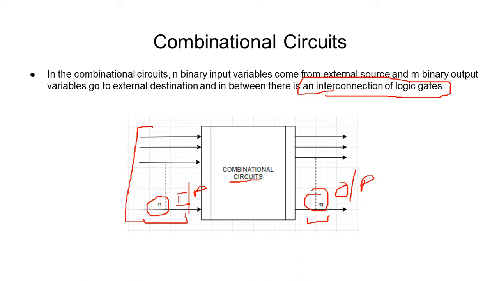Otherwise, the only thing to remind here is combinational circuits include only the logic gates, and these are the simple circuits which are existing within the digital machine.